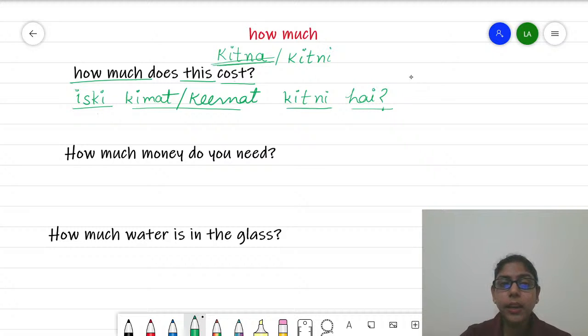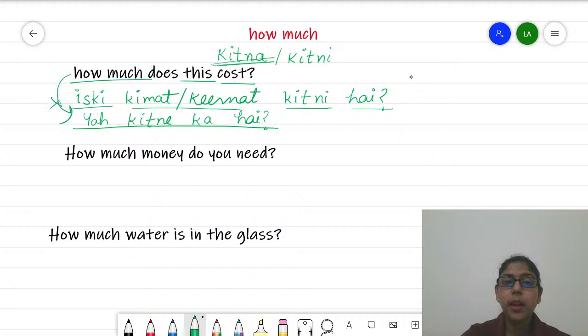Sometimes we can even translate how much does this cost as यह कितने का है. This sentence is not the exact translation of this. No. But whenever you want to know the price or cost of anything, you can always use this particular sentence. Instead of the translation of this English sentence, you can use directly यह कितने का है. How much it is for.